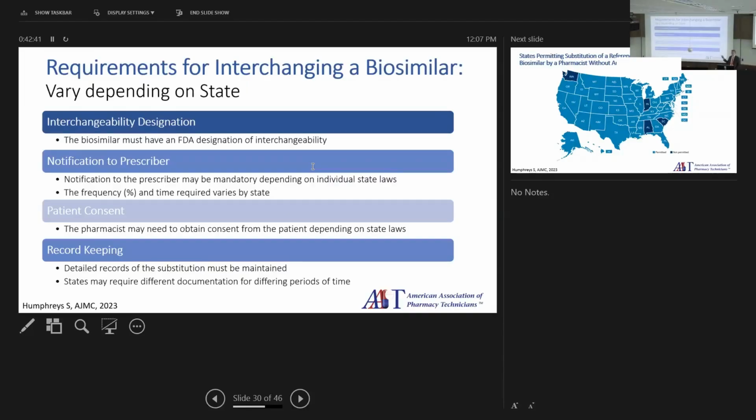We'll take a look at some maps to see what state laws may be. And then the frequency and time of notification of the provider varies by state as well. So some states it may be within 3 days, within 5 days. We'll take a look at that as well. Some states may require patient consent before you can interchange a biosimilar for a biologic. And then record keeping requirements vary between states as well.